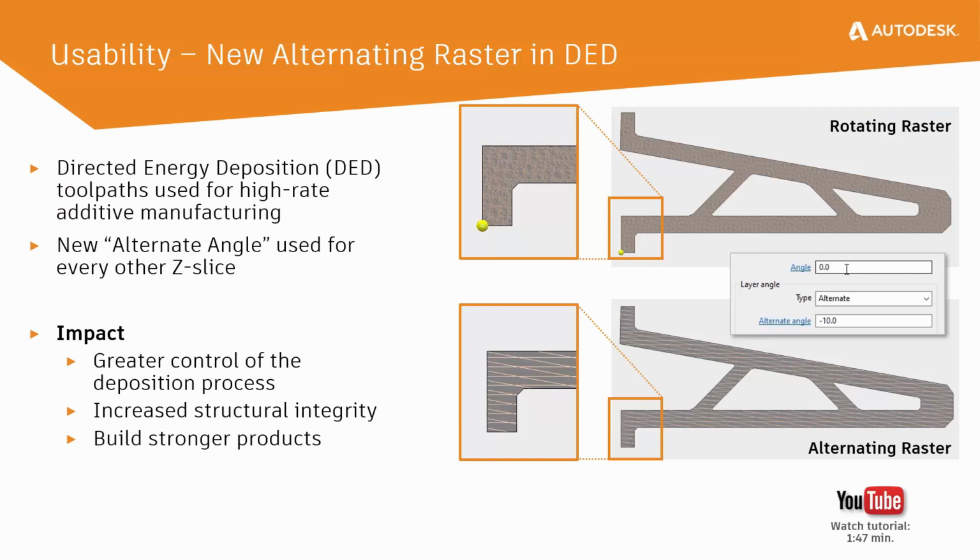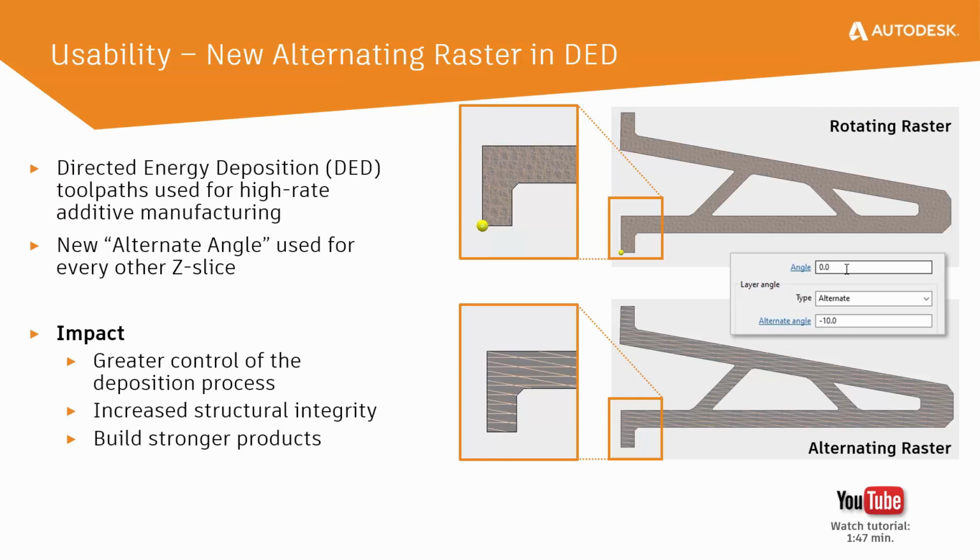On the subject of usability, if you're using PowerMill's additive manufacturing capabilities, specifically the directed energy deposition or DED strategies, you'll be pleased to hear that we've improved these areas too by including a new alternating raster angle option in those appropriate DED strategies. Instead of me trying to explain it with words, let's look at the images that are on screen here. You can see the images at the top show the existing angular controls that you've got inside PowerMill. It's just an angle that rotates by a fixed amount with each progressive Z slice.